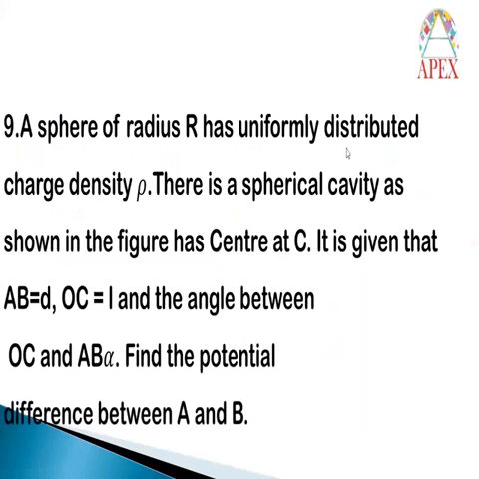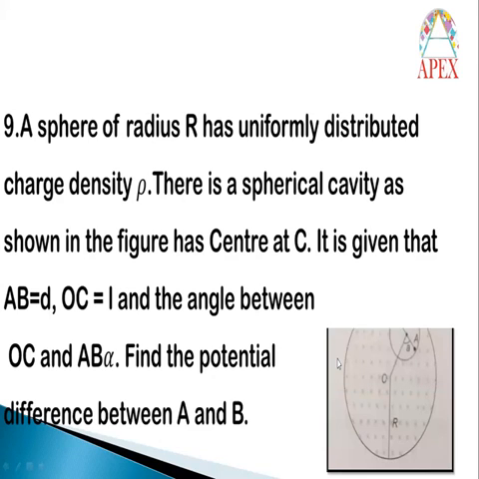Next, question number 9. A sphere of radius r has uniformly distributed charge density rho. There is a spherical cavity as shown in the figure. The cavity, as shown in the figure, has center at C. It is given that AB equals small d, OC equals L, and the angle between OC and AB is alpha. Find the potential difference between A and B.